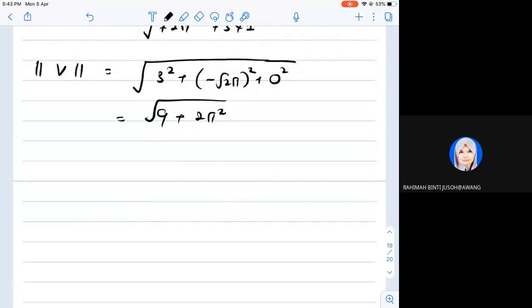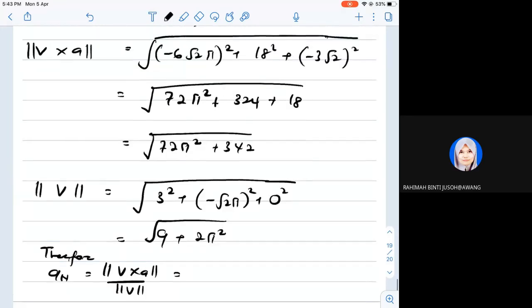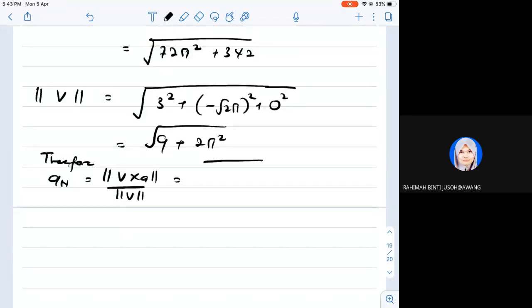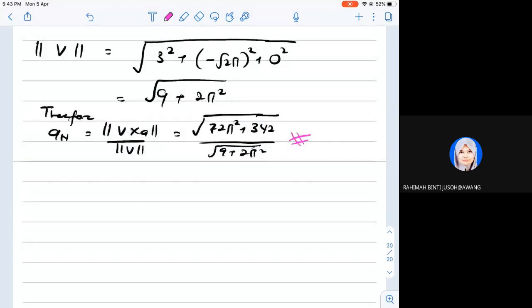Okay, therefore AN sama dengan V cross A bahagi speed equals to combine je lah atas dengan bawah ni. So we will have square root of 72 pi squared plus 342 divides by square root of 9 plus 2 pi squared. Gitu. So that's the answer. Dapatlah normal component of acceleration.